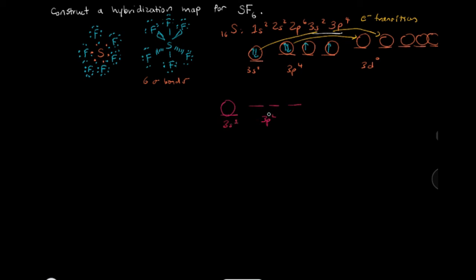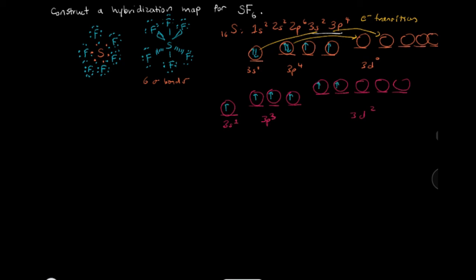3s1, right? 3p3, and then 3d, and we should see 3d2. Okay, so this is what the new architecture of the orbitals will look like, and this is due to the electron transition. And remember that sulfur has 6 valence electrons, right?